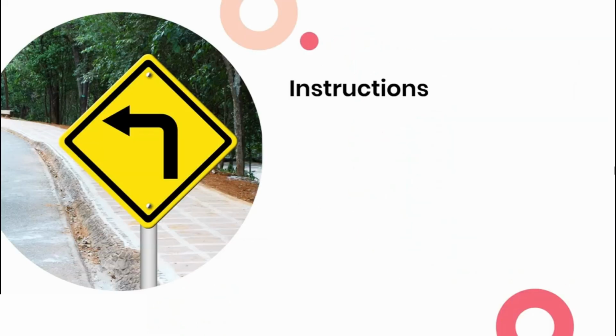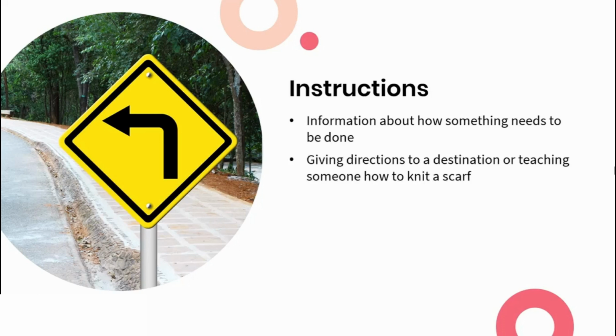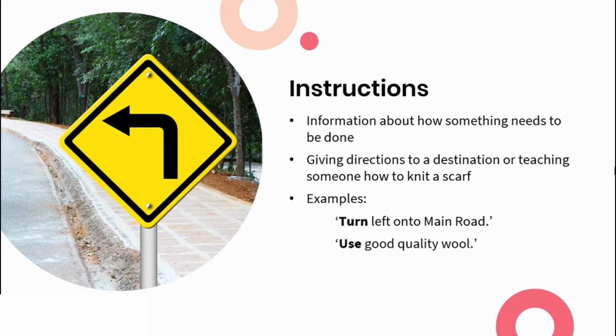The next context in which to use present simple tense is when you are giving instructions. Instructions are information about how something needs to be done. For example, you are giving someone instructions when you give them directions to a destination, or when you explain to someone how to knit a scarf. Some examples of such sentence constructions are turn left onto Main Road and use good quality wool.